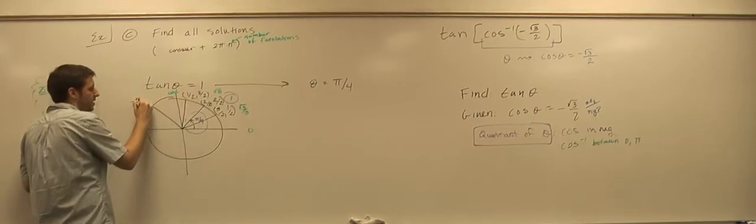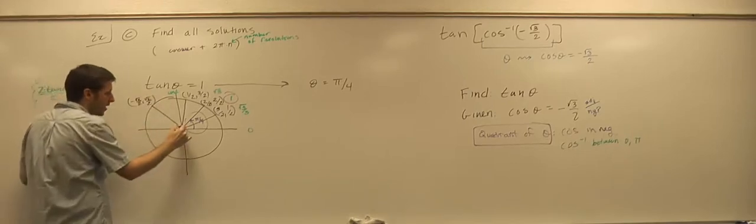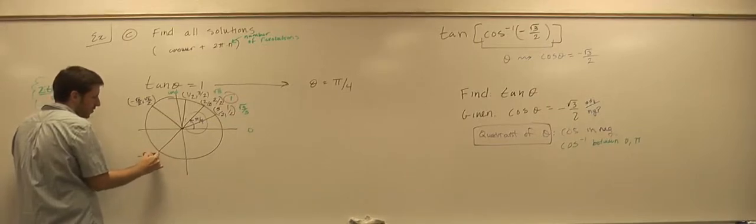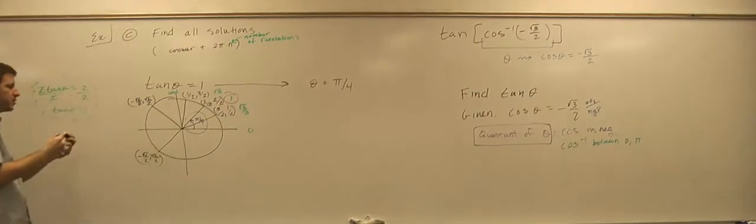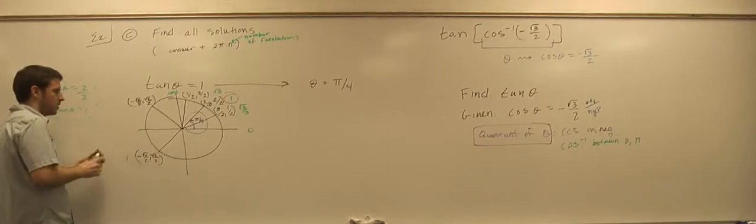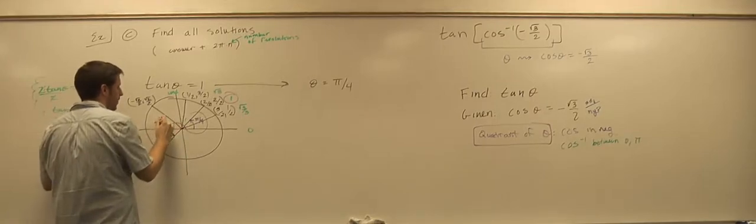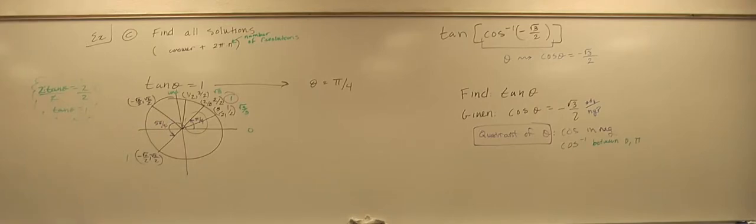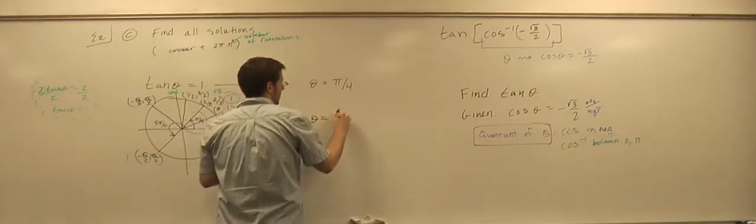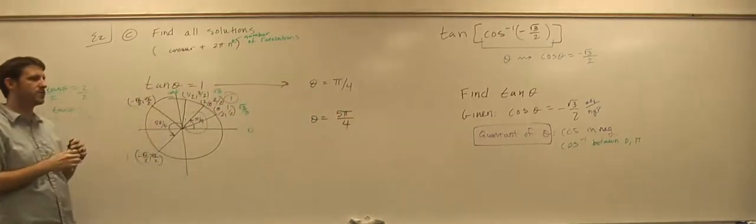If you pick this guy, that's no good because tangent will be -1. But down here, you have -√2/2, -√2/2. When you divide those, tangent will be +1 again. So this angle is 5π/4. So another specific solution to this equation will be theta equals 5π/4.